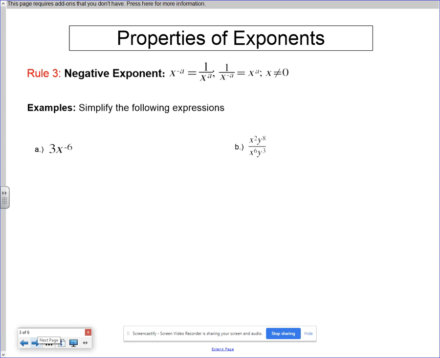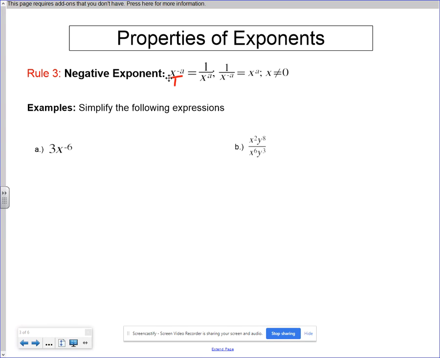So next we also have the negative exponent rule. This says that if we have x to the negative a, that's the same thing as 1 over x to the a. So you can flip it down into the denominator to make it positive. This is the same as x to the negative a over 1. Likewise, if you have a negative exponent in the denominator, you can flip it up to the numerator. So 1 over x to the negative a is equal to x to the a, and it becomes positive. And again, since we're dealing with a denominator, x cannot be equal to 0. That's the only stipulation for this rule.